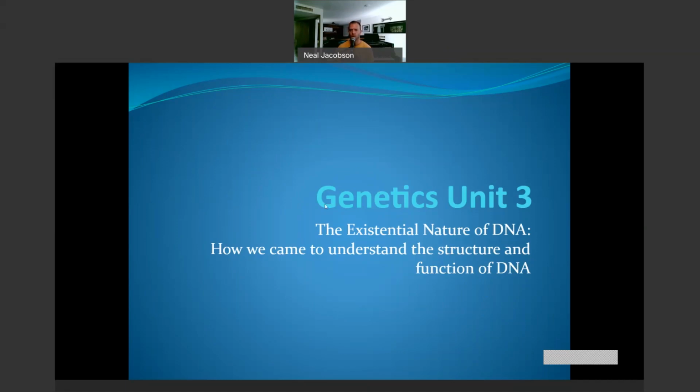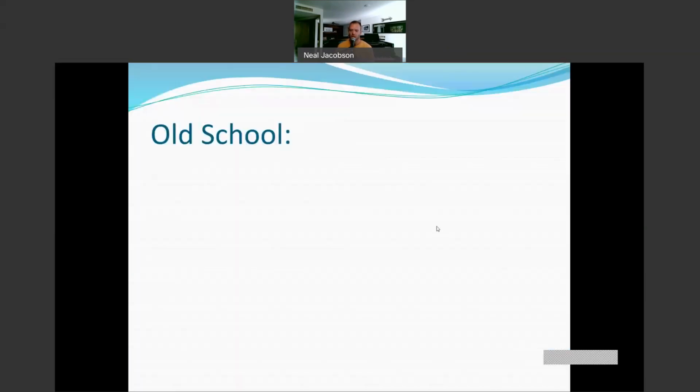But most importantly, we're going to talk about how we came to understand the structure of DNA before we talk about its function. And the idea that traits can be inherited is not new.